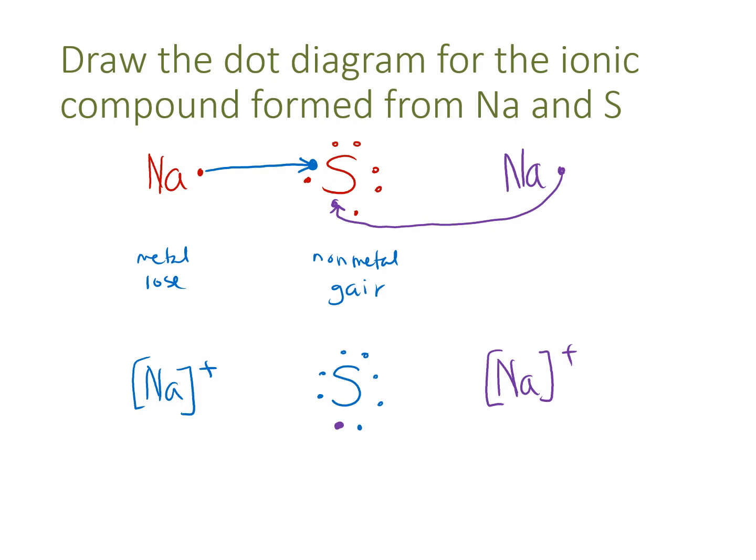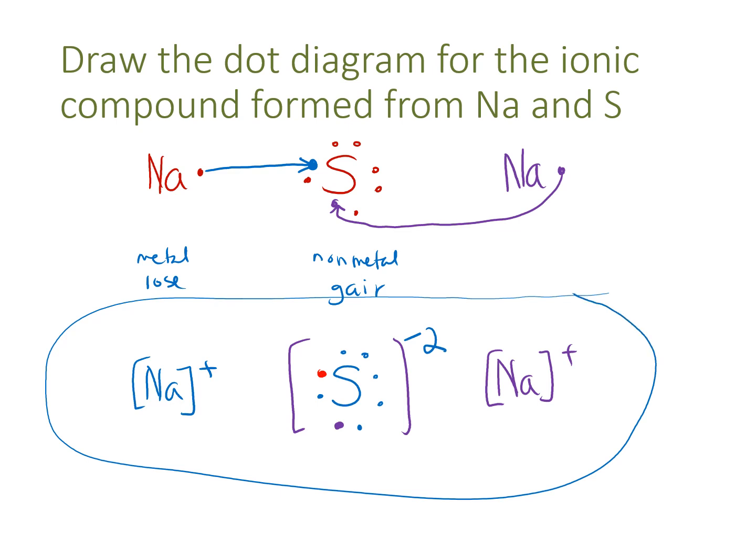And so now I can put a bracket around it. It gained 2. Remember, this one had come from the other one. So this would be a -2 or 2 minus. So this would be the dot structure for sodium sulfide.